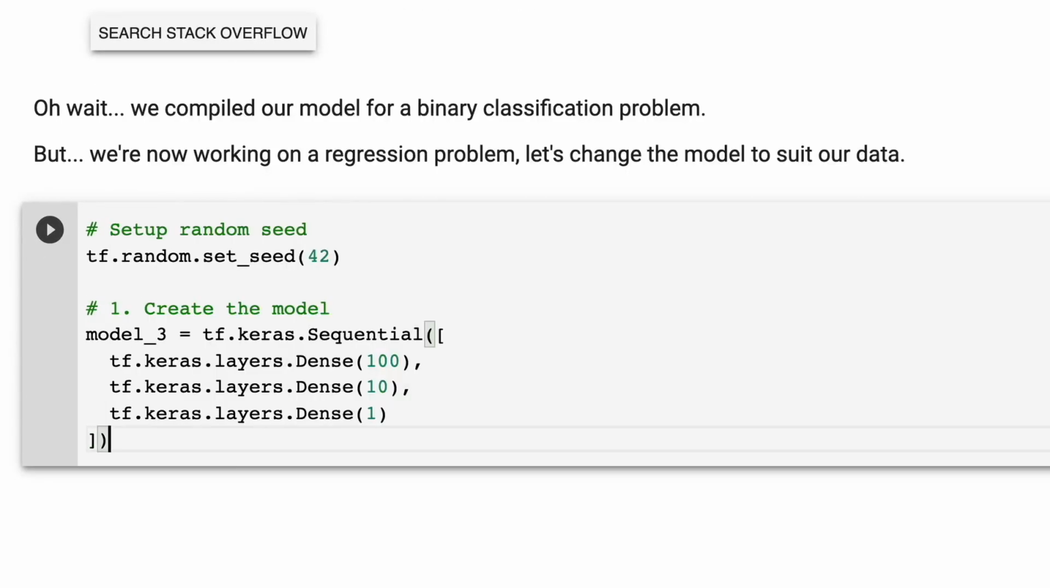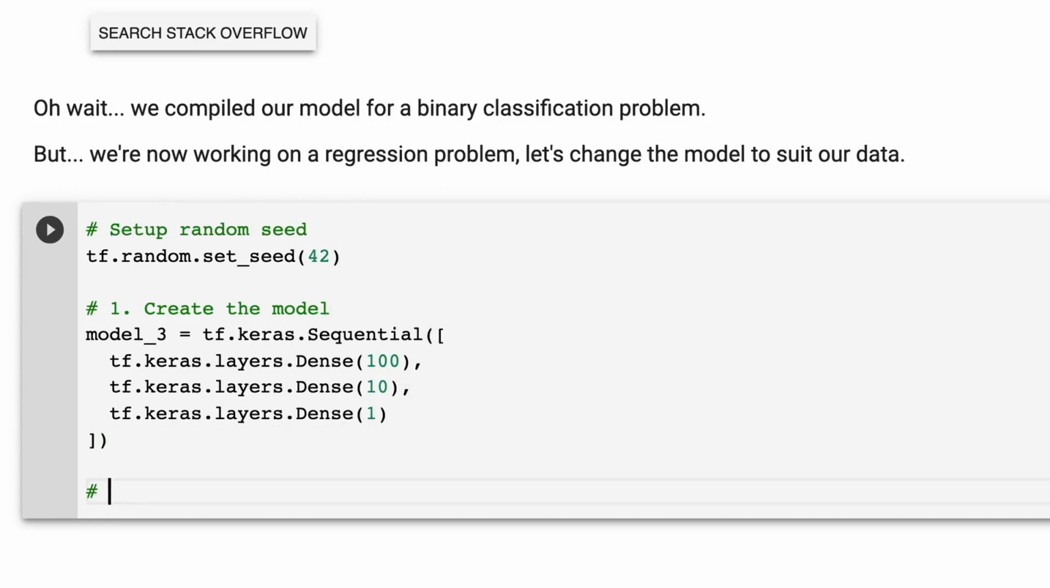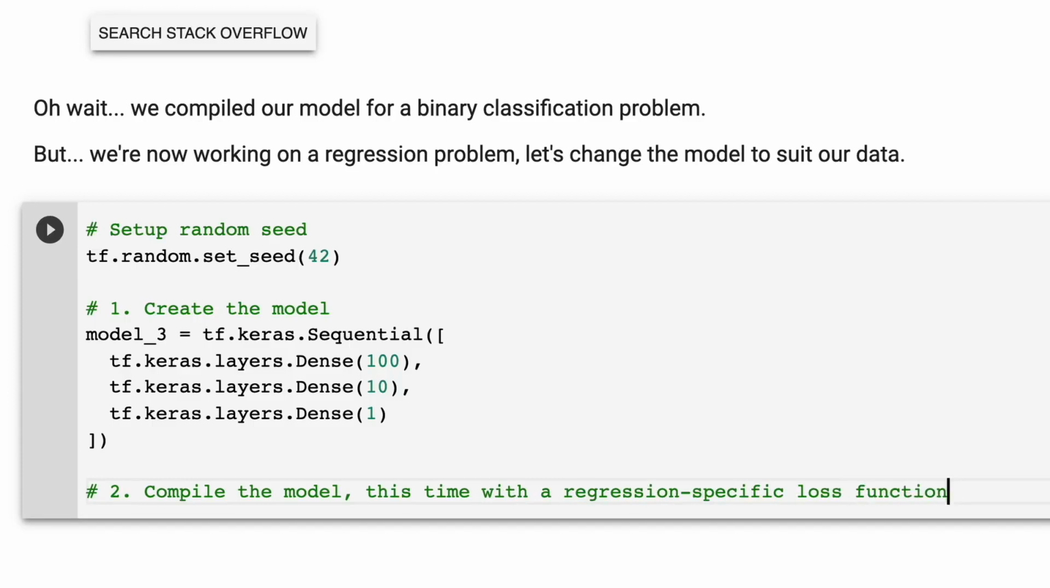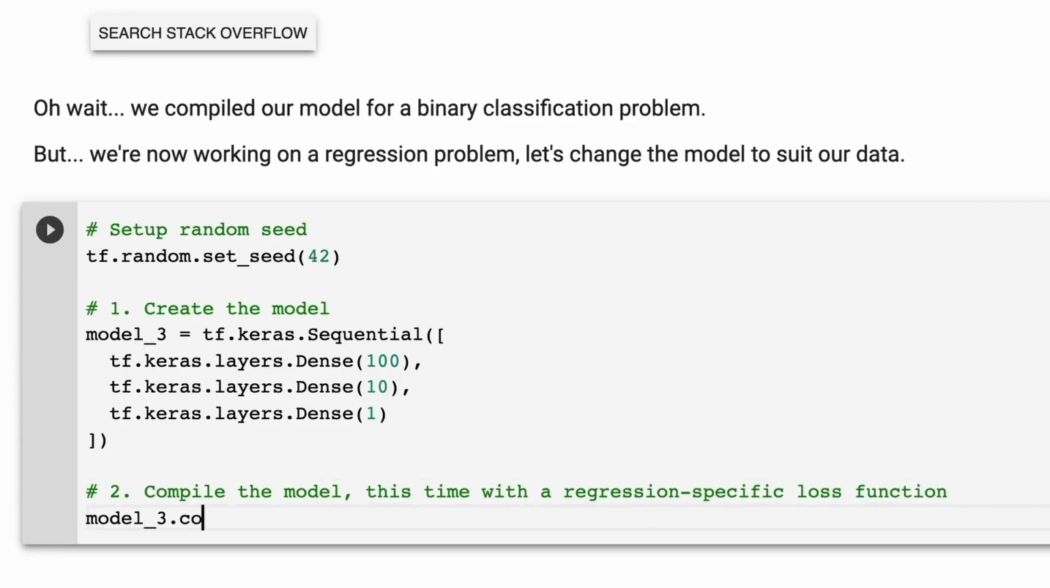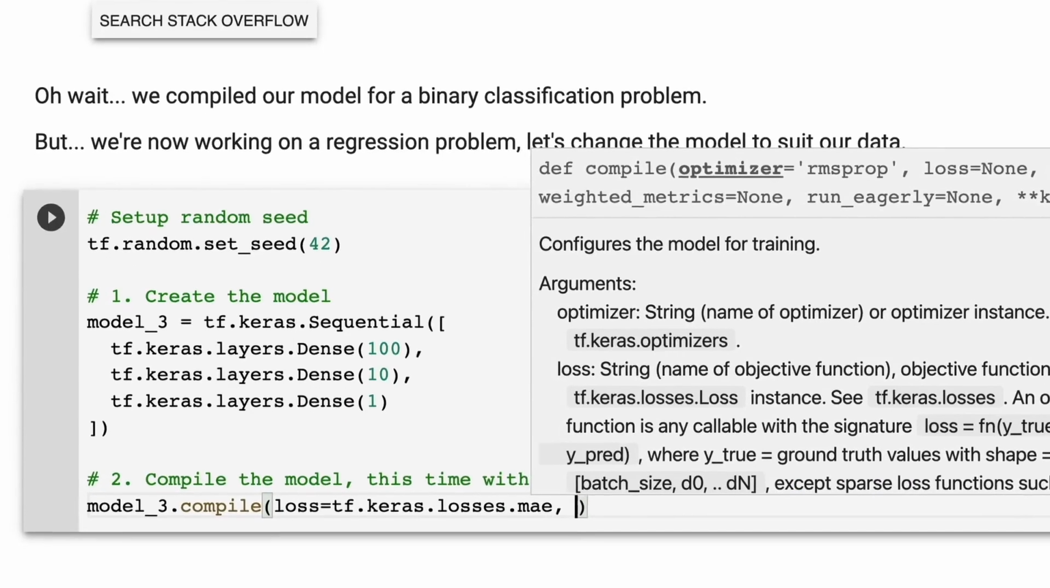You know what I should have done? I should have increased this number so we just knew the whole time what number model we were up to. Too late now. And so compile the model. Now this time with a regression specific loss function. Beautiful, model 3 dot compile. Loss equals TF Keras losses MAE, beautiful.